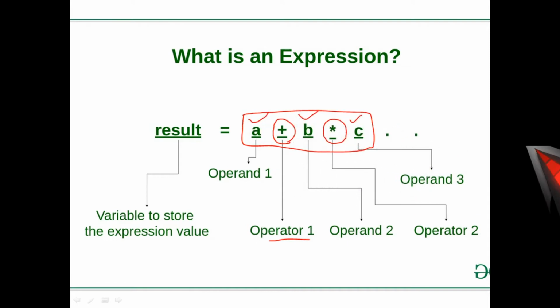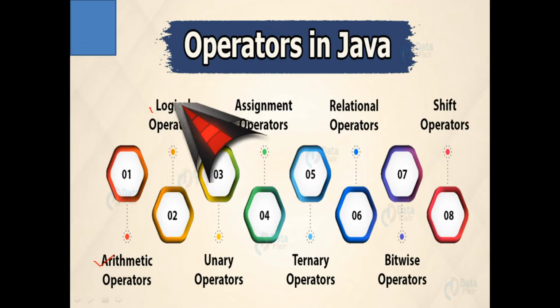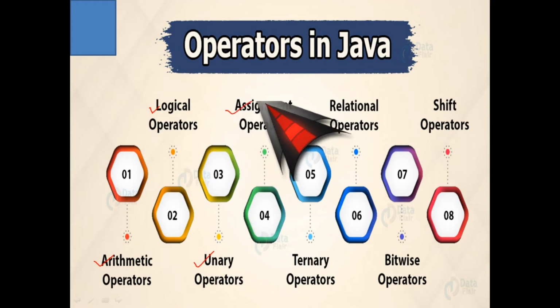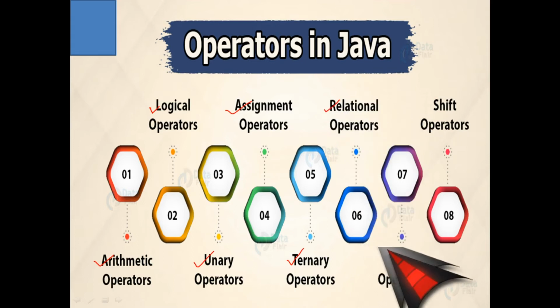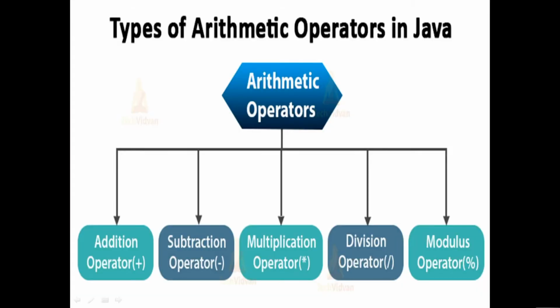Now, let's look at what operators we have in Java. We have arithmetic operators, logical operators, unary operators, assignment operators, ternary operators, relational operators, bitwise operators and shift operators. Out of them, shift and bitwise are not in your syllabus, so we will look at the rest one by one. Let's first move to the arithmetic operators.